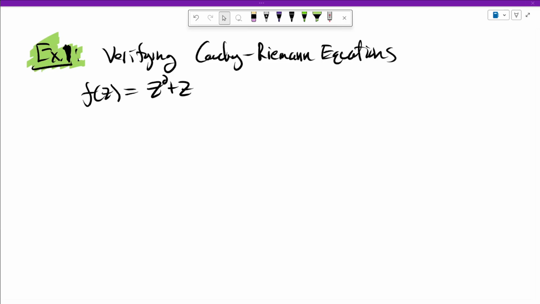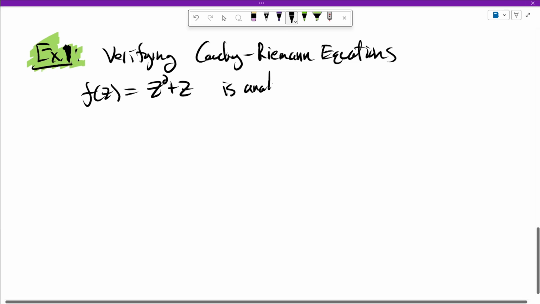All right. In our first example, we're going to verify the Cauchy-Riemann equations. So let's look at this polynomial. f of z is z squared plus z. First of all, it's a polynomial, so this is analytic everywhere. Analytic means, in this case, being analytic everywhere is equivalent to being differentiable everywhere. And we say this is an entire function, just to remind you of the terminology.